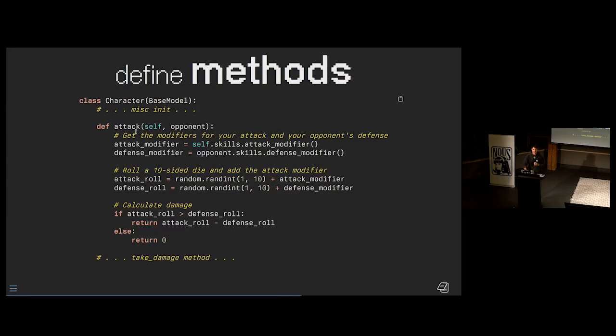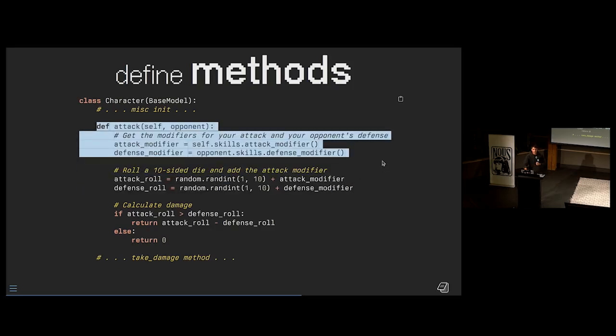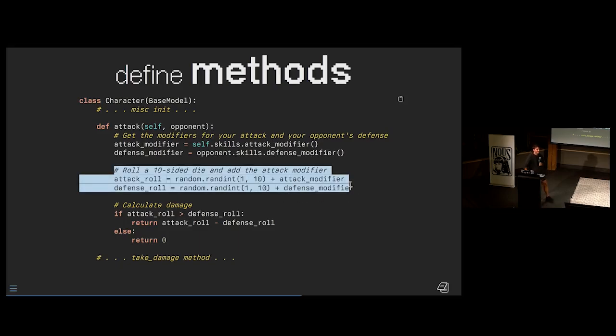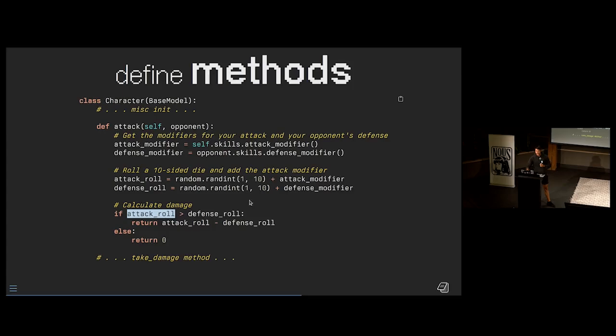So characters can attack other characters. And the way this works is you just get some modifiers, attack modifier, defense modifier. You're each going to roll a d10 and add your respective modifiers. So I'm attacking, I get my attack modifier. They get their defense modifier. And if my roll is higher than the defender, I get to deal the difference in damage. All right, so just super simple.